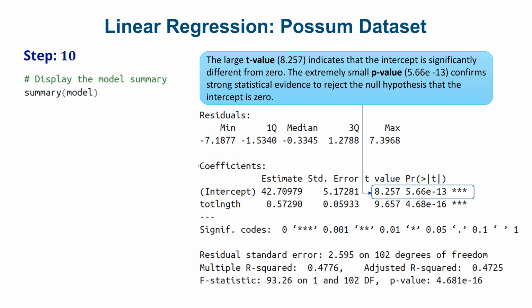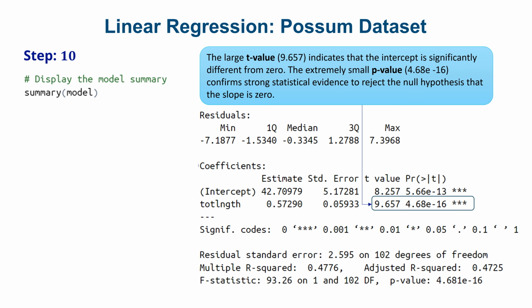This large t value here indicates that the intercept is significantly different from 0. The extremely small p value confirms strong statistical evidence to reject the null hypothesis that the intercept is 0. Practically, this means that even when total length is 0, the head length is significantly non-zero.